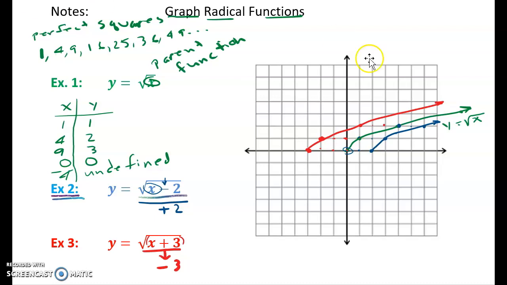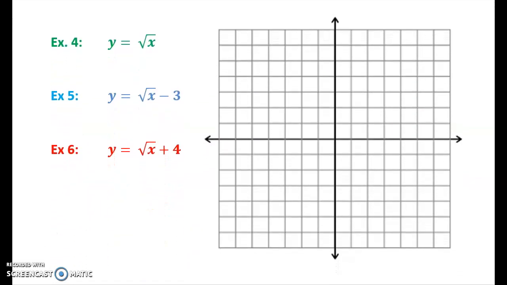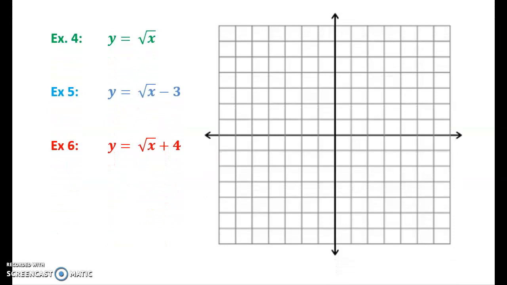If we move to the next topic, let's go back to green. I'm going to graph my parent function 0, 0, 1, 1, 4, 2. I'm not going to graph that 9, 3 since I don't have a graph that goes out that far. So this is my parent function, y equals square root x. Now looking at blue, I have y is equal to the square root of x minus 3.